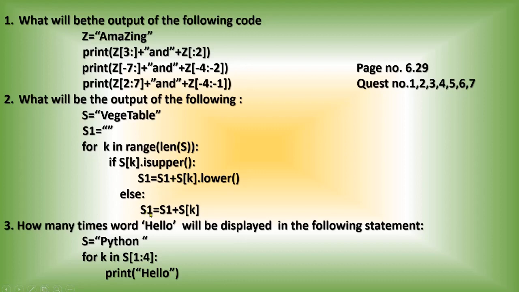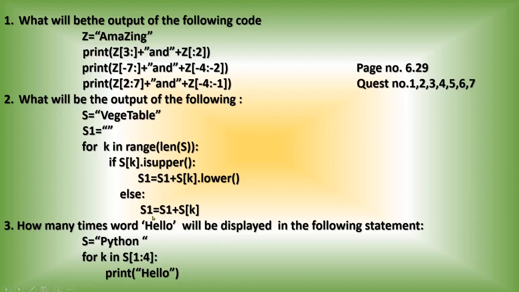Inside the else part it's written S1 equal to S1 plus. S1 now consists of the letter v, small letter v. Along with it, S of k is concatenated. That means S of 1 is concatenated. S of 1 is E. So you will get vE. Again the for loop will be updated as 2. K will get the value 2. S of 2 means which character? Character G. You are checking whether it is uppercase.